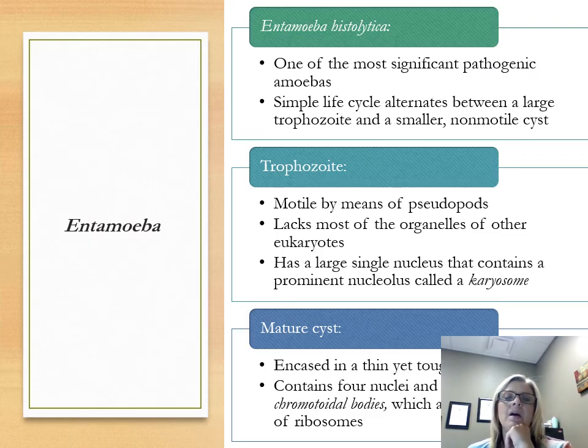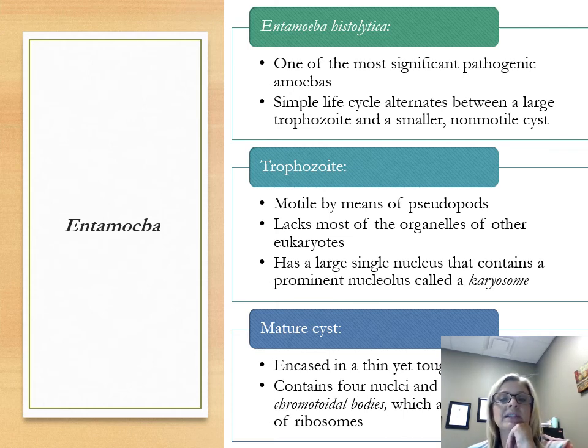Next, we have Entamoeba. Amoebas are found distributed widely in aqueous habitats, and they're often parasites of animals. But only a few of them have the virulence factors that are needed to invade our tissues and cause a very serious pathology. So Entamoeba histolytica, this is one of the most significant pathogenic amoebas. It has a simple life cycle that alternates between trophozoite and a non-motile cyst. The trophozoite can actually move via pseudopods, and of course does not have the organelles that many other eukaryotes do. It's basically a single nucleus with a large nucleolus.